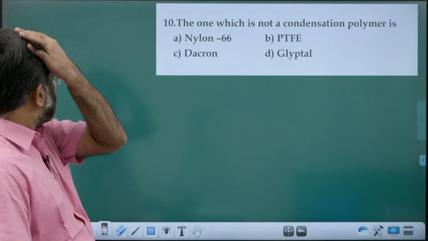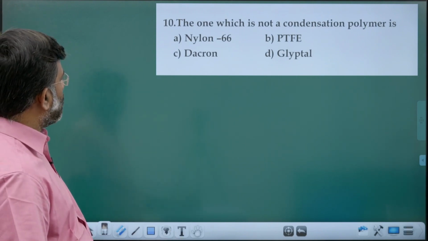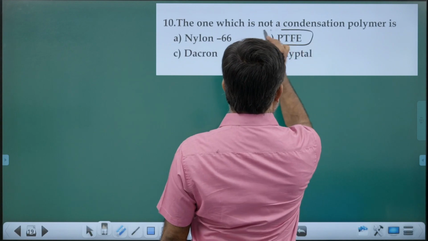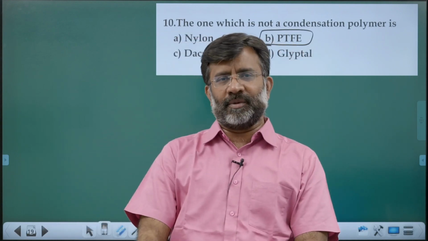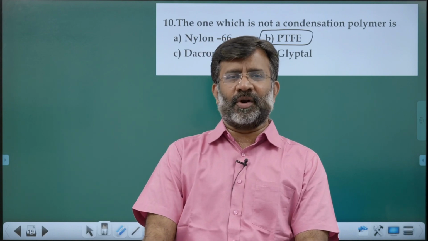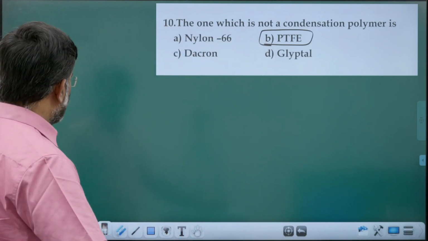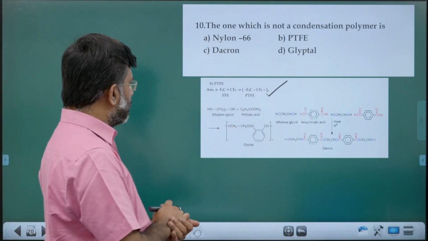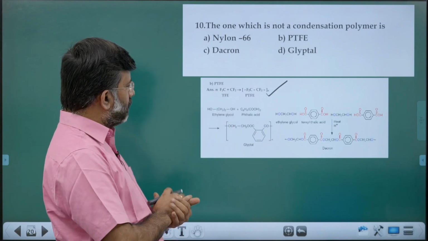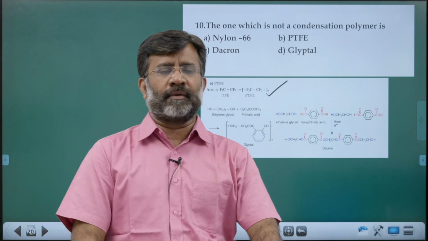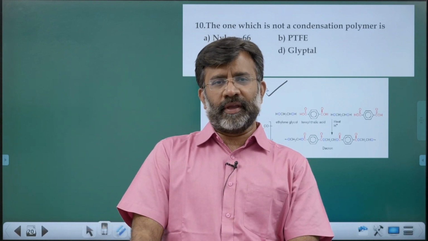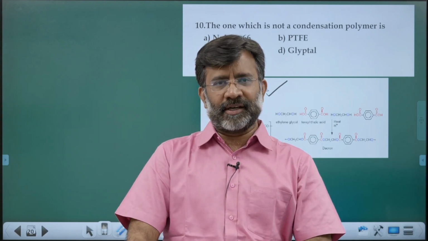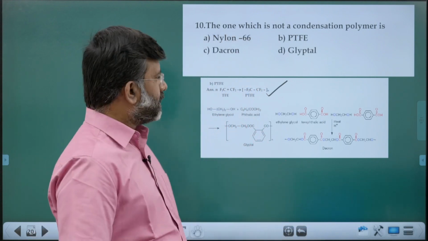The one which is not a condensation polymer. Nylon 66 is a condensation polymer, and the answer is PTFE, polytetrafluoroethene, which is an addition polymer, a chain growth polymer. And the answer is option B. This is tetrafluoroethene, which upon polymerizing gives PTFE, the so-called Teflon, used in non-stick cookware and various laboratory systems. They are highly resistant to reaction with corrosive chemicals. All of you know it is the Teflon polymer.